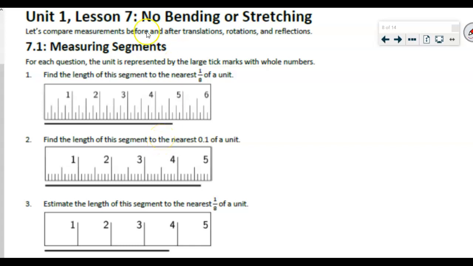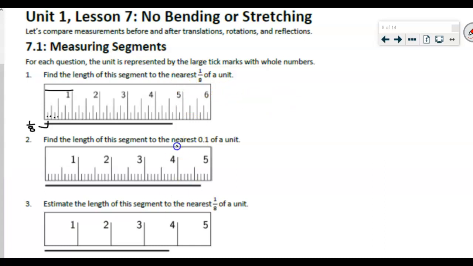So what I'm noticing is that between any particular unit, any piece from the 0 to 1, the 1 to 2, I am seeing that there are 1, 2, 3, 4, 5, 6, 7, 8 segments, making each one of those little tick marks 1/8 of a unit.